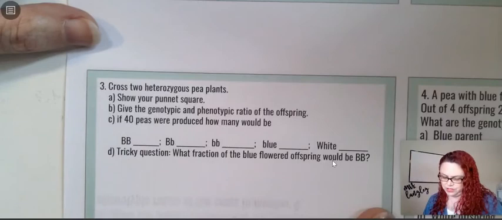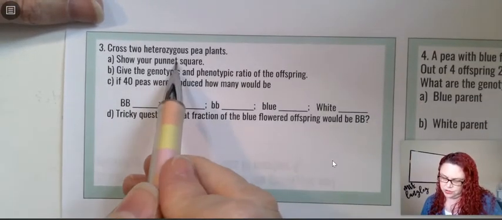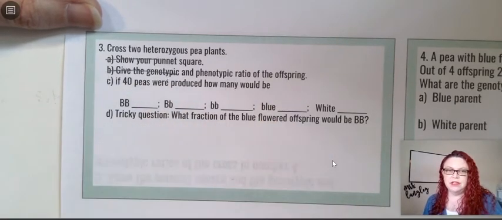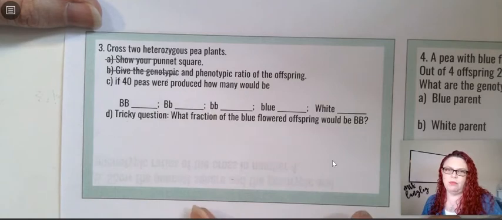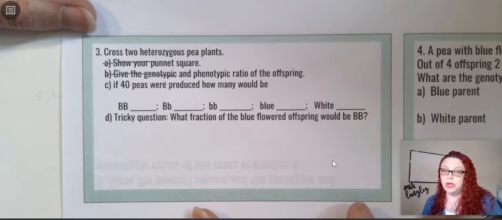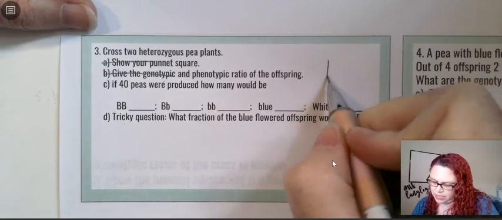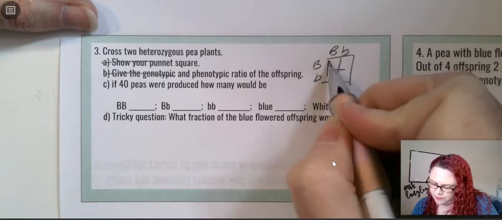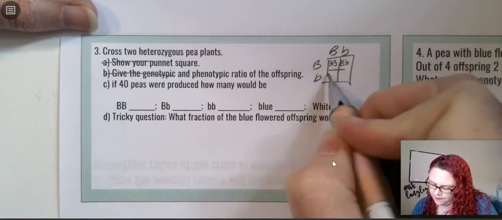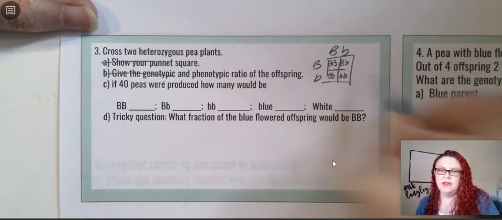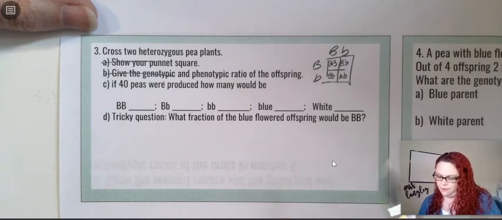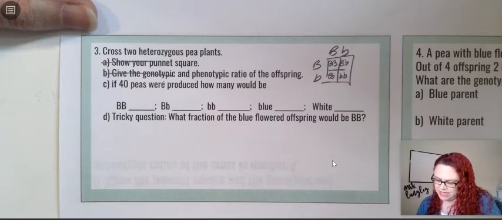Now, if I look at question 3, show the Punnett square for the two heterozygote plants. I just did that. Give the genotypic and phenotypic ratios. I did that. Now, if I have 40 pea plants produced, how many would be each, so if I look back at my Punnett square, and I'm just going to redraw it here to make things a little easier. If I had 40 seeds and I were going to spread them equally, well, I have 4 boxes. 40 divided by 4 is 10. So I'd have 10 in each box.